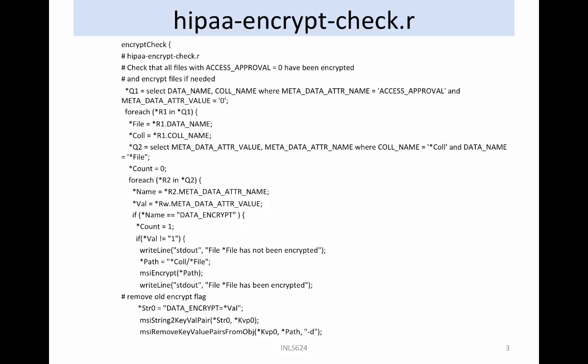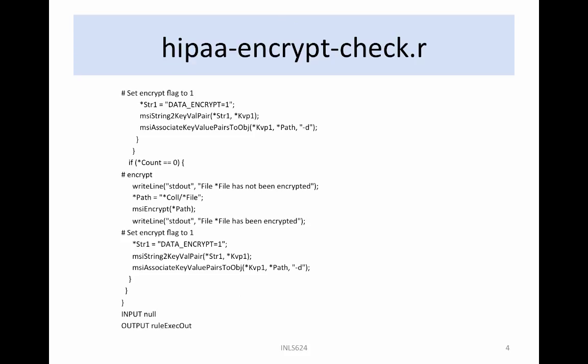The rule encrypts the file and removes the old data encrypt flag. A new attribute is added to the file with the data encrypt value set to 1. If the data encrypt flag does not exist, the file is encrypted and the metadata is added to the file. Note that in order to change a metadata attribute, the old version needs to be deleted and then the new version written into the system in place of the old one.